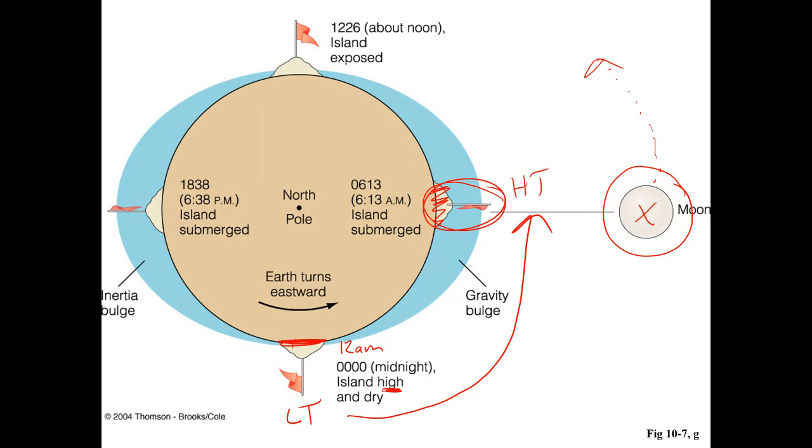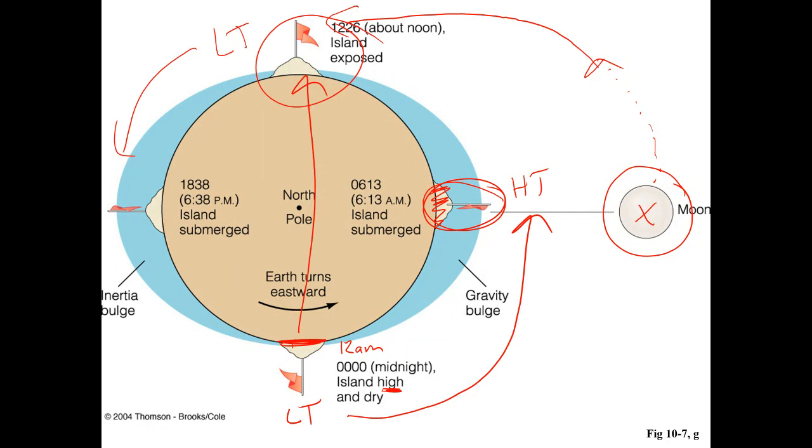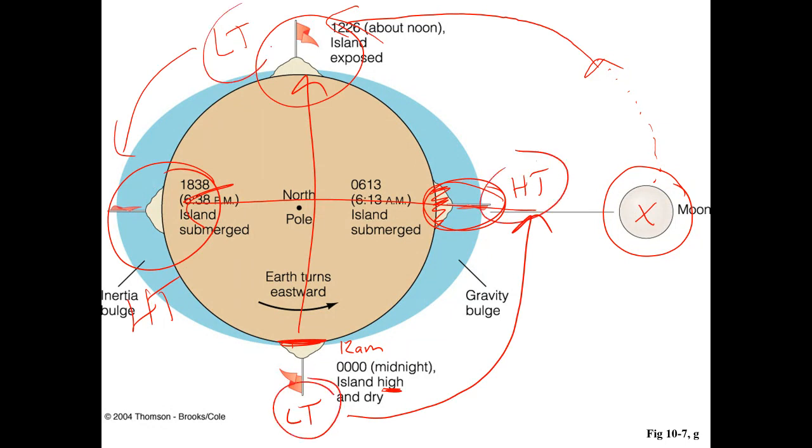We're going to go around one more time. We are opposite. We are going to have low tide. Move around. We are opposite, high tide. So we went low, high in 1 lunar day. Now, what does a lunar day mean?